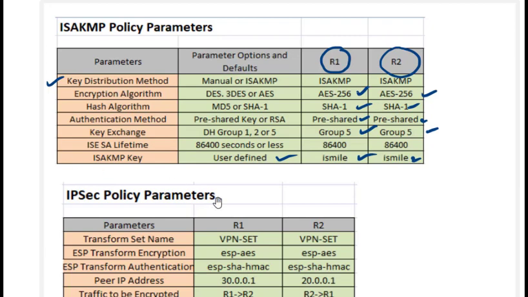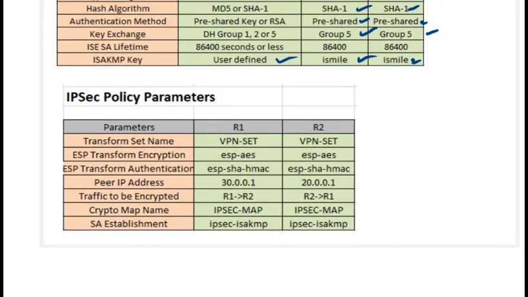And then these are the IPsec parameters. The transform set key is VPN set, and the ESP transform encryption is ESP AES, and then authentication is ESP SHA HMAC. The peer IP addresses, as we can see here, are mentioned in both the cases. Then the traffic is from R1 to R2, and from R2 to R1. The crypto map name is IPsec map, and SA establishment is this one. So we'll be using this particular data for configuring.